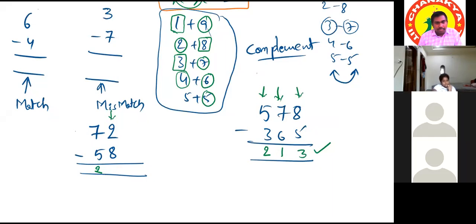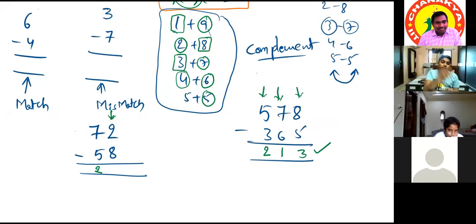Wait. Mismatch. Sir, can you teach again, sir? Let me explain. Okay, sir. By seeing the next place. Sir, it's match, sir. Just wait, all of you. Ready?